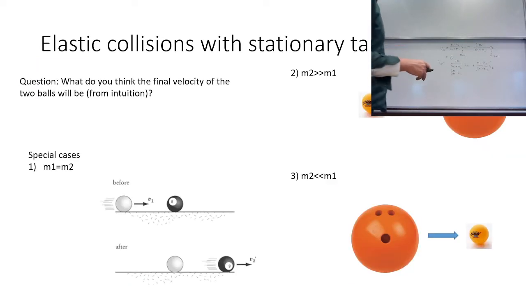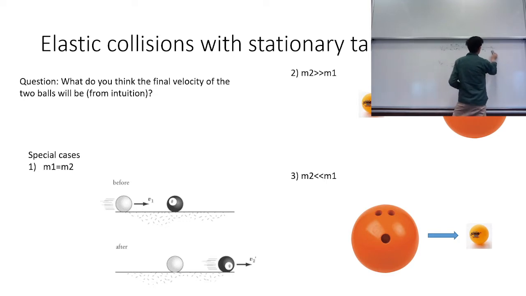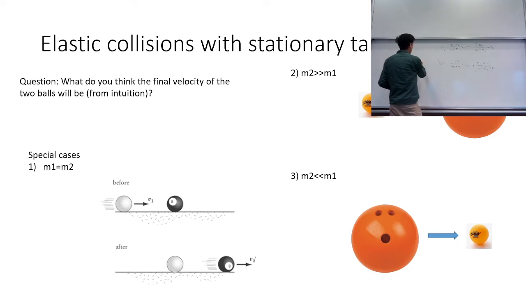Now let's do the other case. In this case, M2 is much bigger than M1. So this is the bowling ball, and this is the ping pong ball.